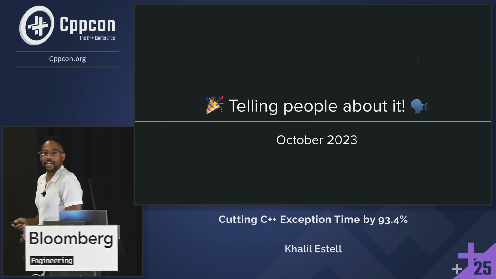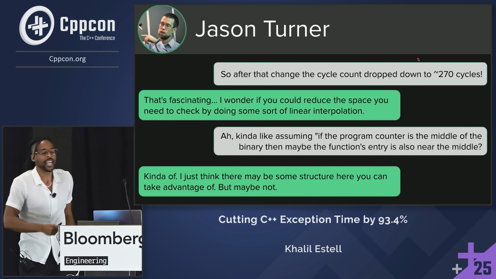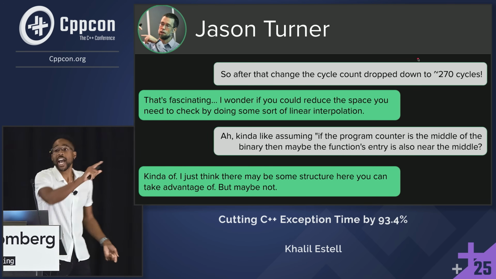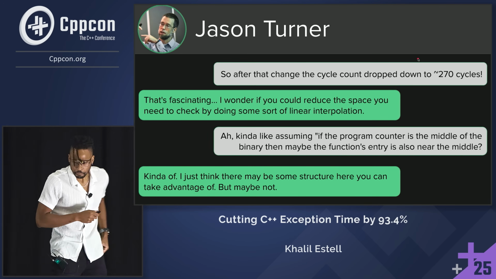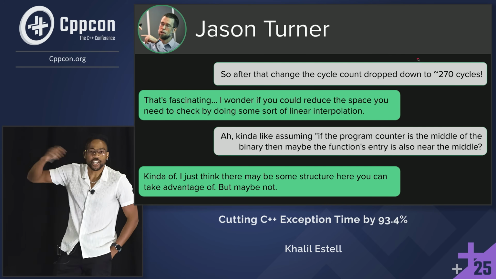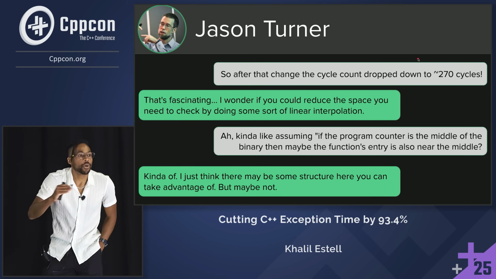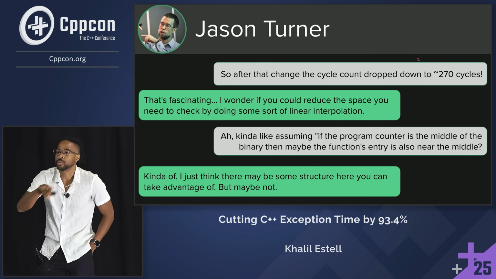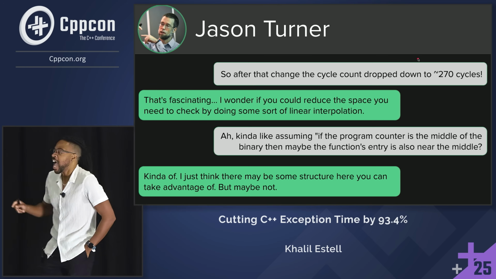Well, there's one person in particular I got to talk to, which is Jason Turner over here. I had his consulting. He did a fantastic job. Highly recommend it if you haven't had him over at your company. So I go and we talk about the exceptions and all of that. And I tell him I brought the cycle count down to 270. In reality, I told him another number because it was different. But regardless, I brought it down to 270.